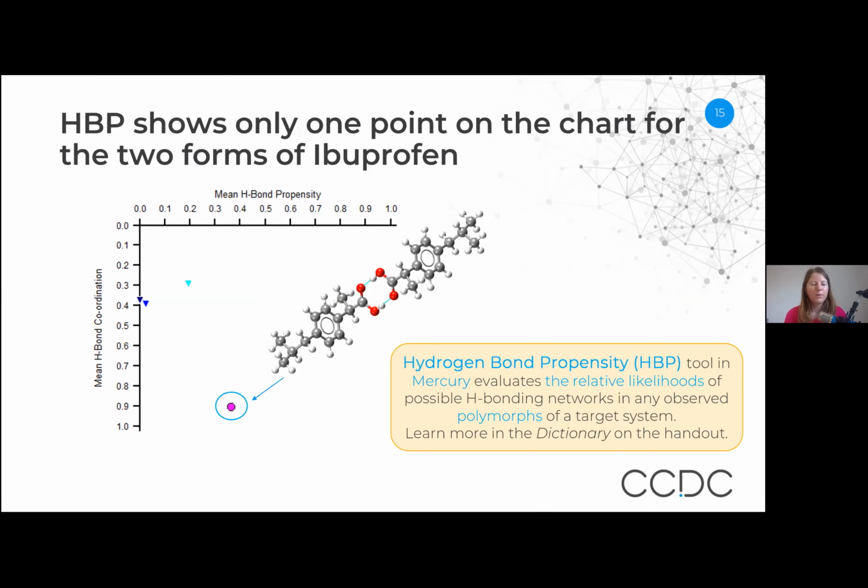And some of you are probably familiar with hydrogen bond propensity, which allows you to assess the likelihood of hydrogen bond interactions in a crystal structure.